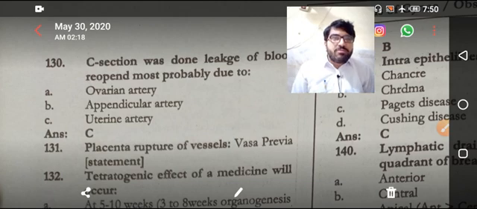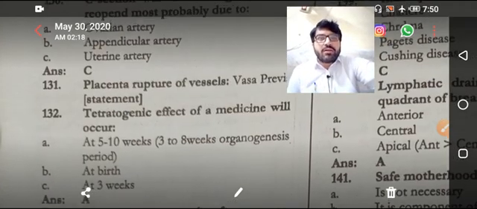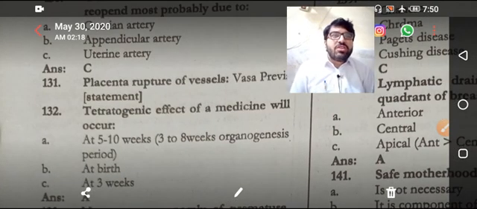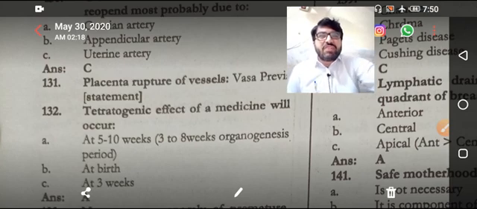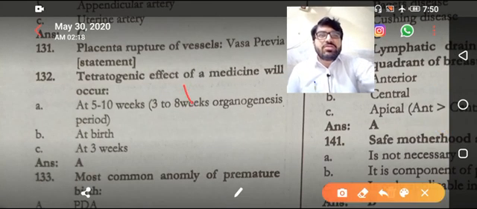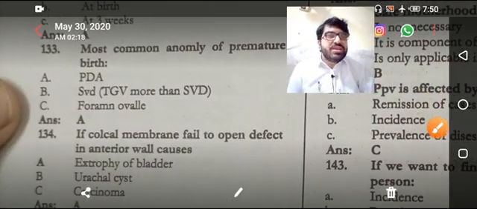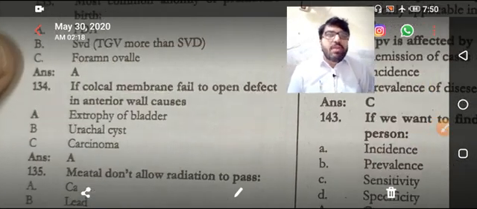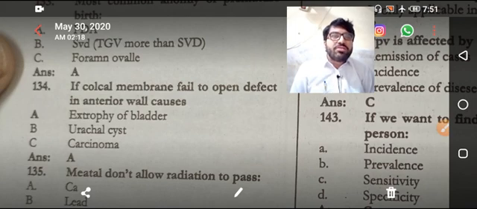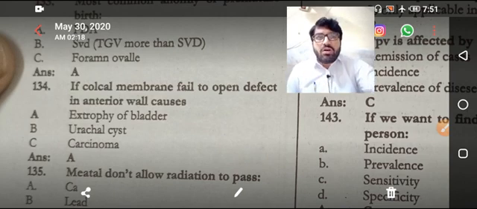So see on the complete paper. C-section was done, leakage of blood reopened, most probably due to uterine artery. Placenta, rupture of vessel, vasa previa, that is the statement. Teratogenic effect of medicine, option A is right because 3 to 8 weeks, that is the right answer. Most common anomaly of premature birth is the PDA, again the right answer. If cloacal membrane failed to open, defect in anterior wall causes, this is called cloacal exstrophy. If that option is missing, pick the exstrophy of the bladder, that is the right answer.